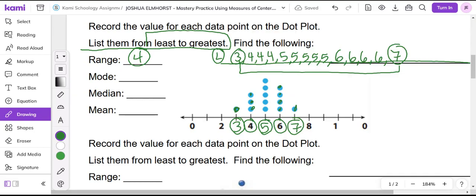Okay, do we have a mode? Which number repeats the most? 5. So the range is 4, the mode is 5. So we're just analyzing the data just a little bit. And now the median.